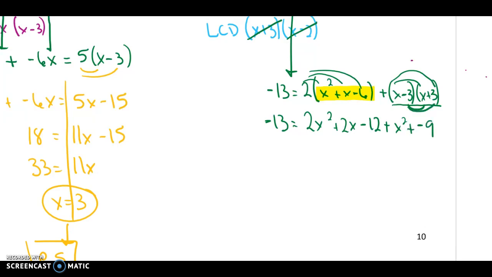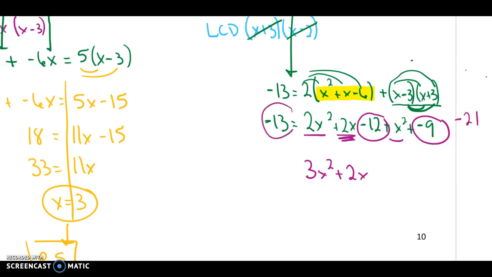So now what I'm going to do is get this in standard form, which means, again, the highest power first, then the x, and then the constant, and it's got to equal 0. So I'm going to start by putting the x squareds together, and I have 3 of them. And then the 2x, well, that'll just be 2x because there's nothing to combine with it. But when I combine the -12 and the -9, right now I'm at -21. But when I move this -13 over, I add it, like this, then what I'm going to end up with over here is a -8, and now it's equaling 0.